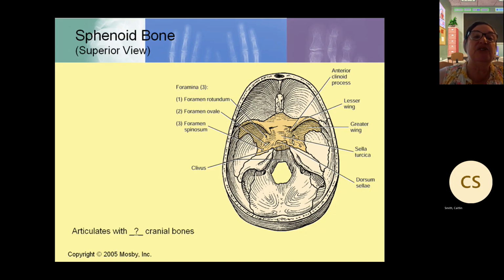So here it is. So here we go. These are the lesser wings in here. And this is the greater wing. This is the body of the sphenoid. That's the crista galli of the ethmoid bone. And in the back is termed the dorsum sella, because right above the body is a saddle-like structure called the sella turcica.